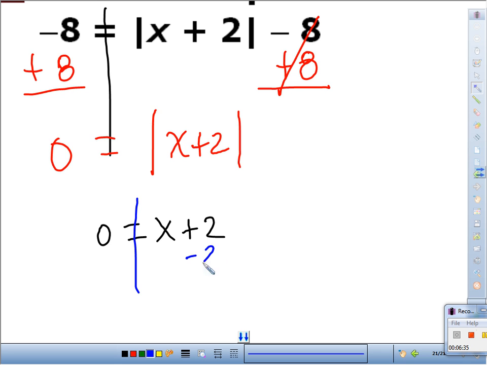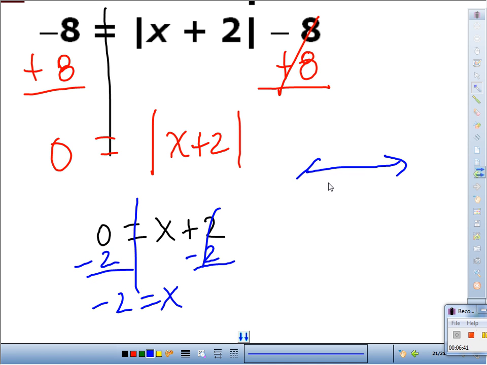So this is minus 2, minus 2. Negative 2 equals x. Here's my plotting. Negative 2. And my solution set is negative 2. That's it? Yes. So once again, what can we conclude so far?